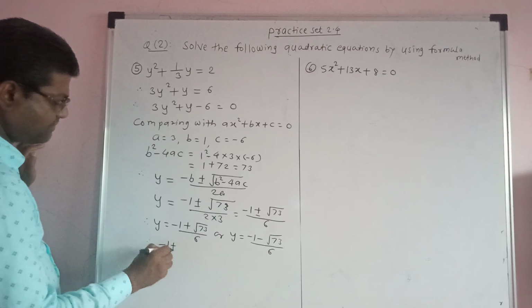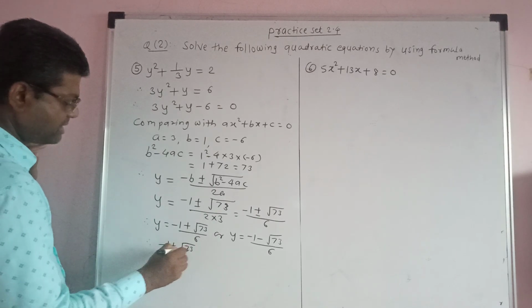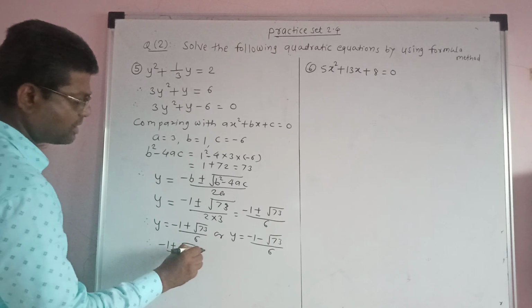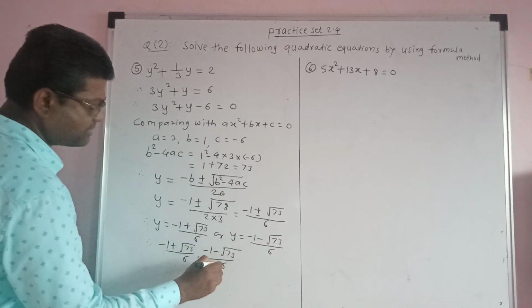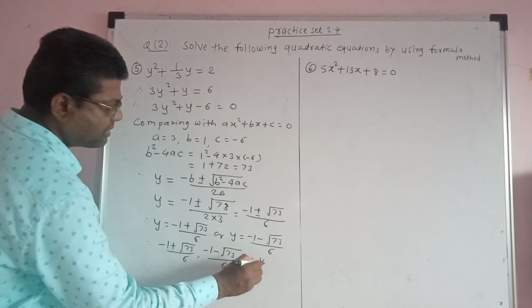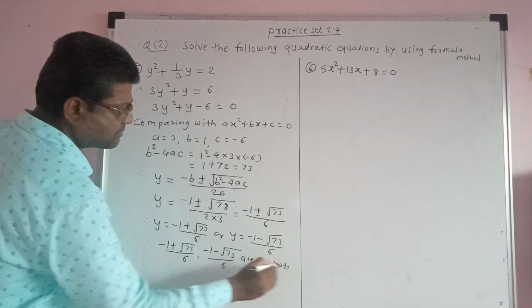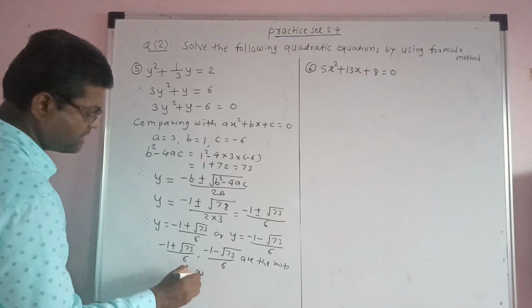Therefore minus 1 plus root 73 upon 6, comma, minus 1 minus root 73 upon 6 are the roots of the given equation.